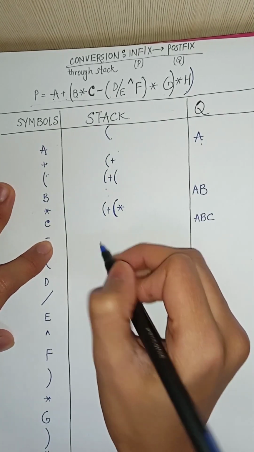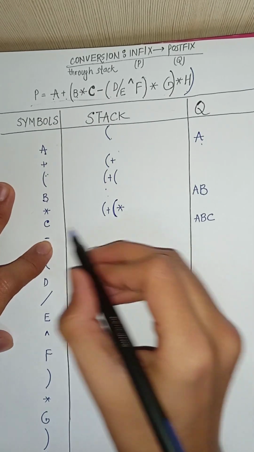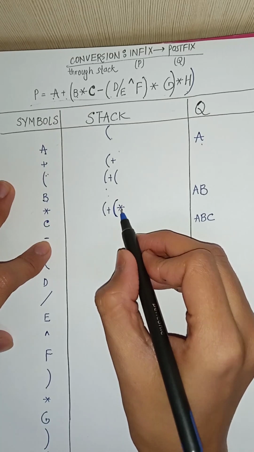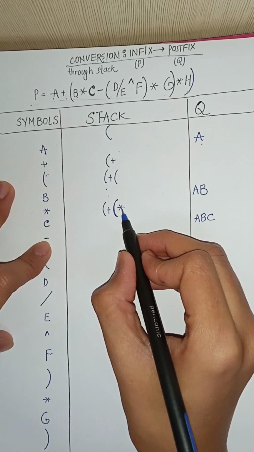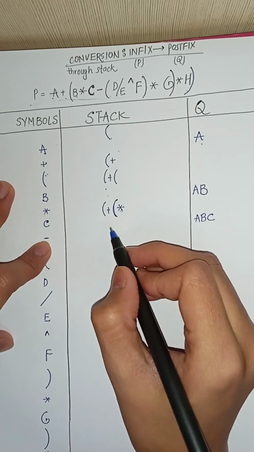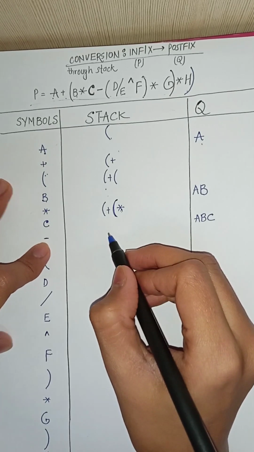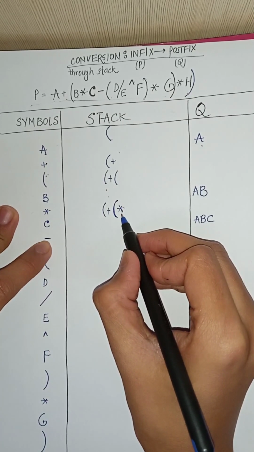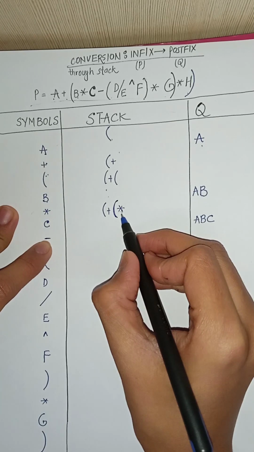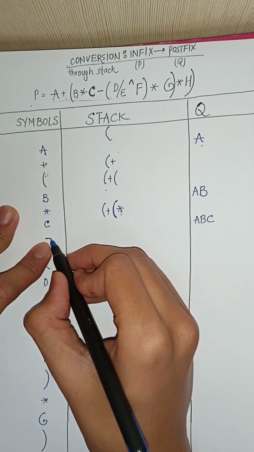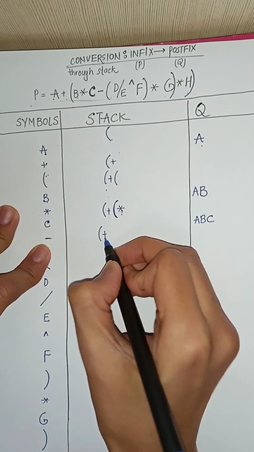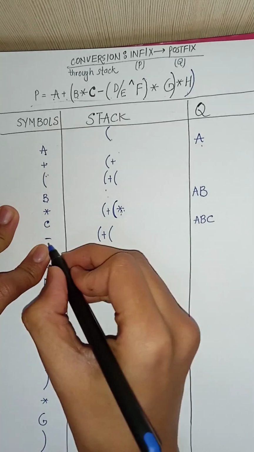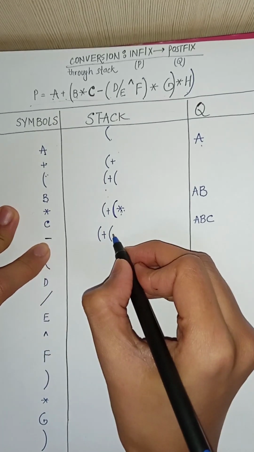Now there is the minus symbol. Okay, so now there will be a comparison. From the stack we will look at whether the stack has the same precedence or higher precedence than the newly scanned operator. This is the newly scanned operator. Does the stack one have higher precedence? Yes, it has higher precedence than the newly scanned operator. So what we will do is pop this operator to the queue and add the newly scanned operator into the stack.